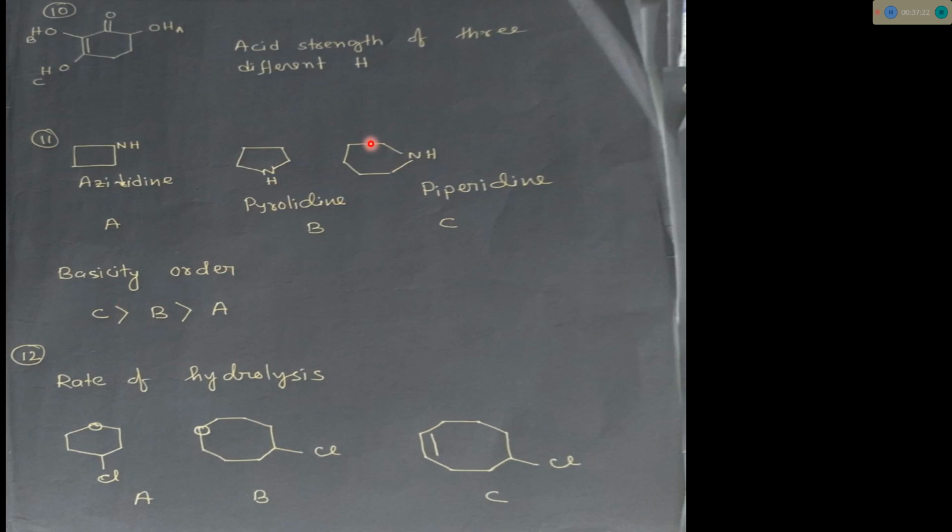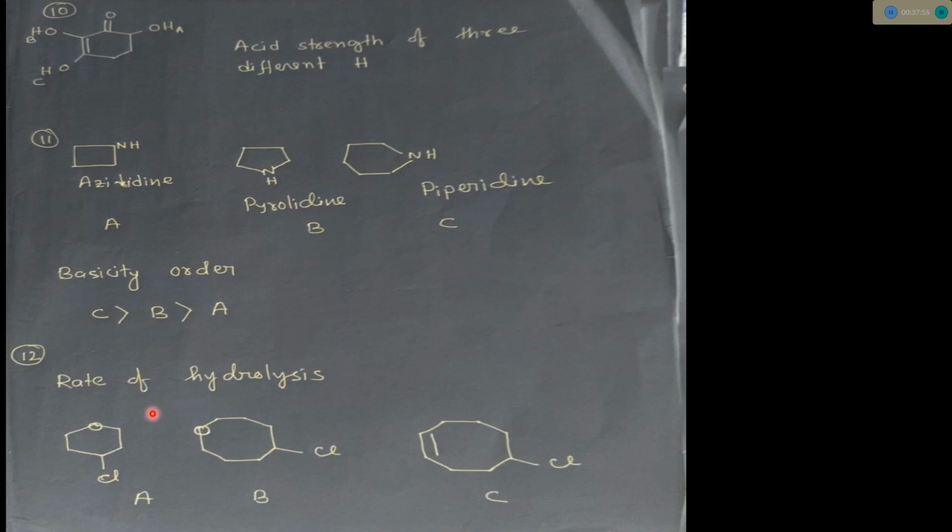So internal bond angle more, s character of the orbital directed towards this bond is more. So the outside orbital s character is less. This is the main theory. Internal bond angle more, s character more, outside orbital s character becomes less. So since this lone pair containing orbital has less s character, it is more available for attack. That's why the basicity order of these three bases is C greater than B greater than A.